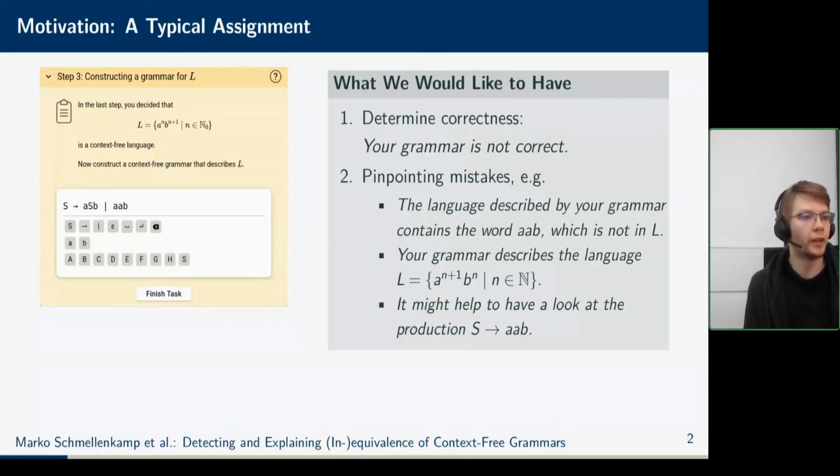For example, we would expect feedback like: the grammar you provided describes the word AAB, but that's not in the language you should describe. Or, on a higher level, which is more interesting, we can provide the language that the student has modeled by their grammar, or even tell them to look at this specific rule, as this might help to solve the problem. So that's our main goal: give high-level feedback that really tells the student something about their mistake.